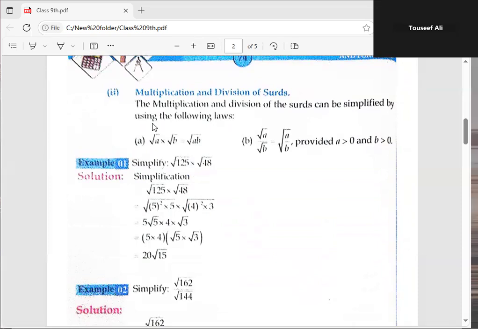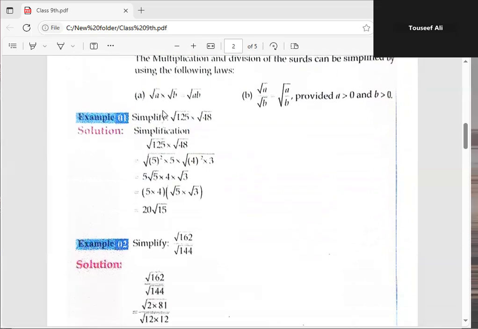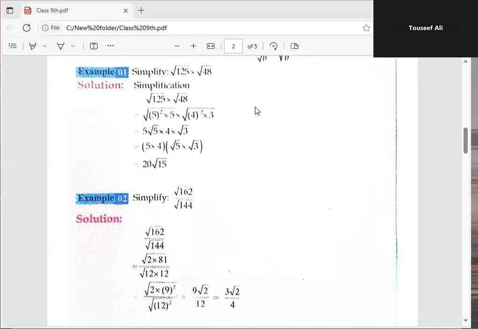Previously we have discussed addition and subtraction of surds. Now we are going to start multiplication and division of surds. In multiplication of surds, we just multiply the terms which come under the root. Here root a multiplied by root b, we just multiply a and b, and a single root will be there. Divide root a, this is the numerator and this is the denominator. This is also a surd, this is also a surd. When we divide these terms, only one root will come, and a divided by b.